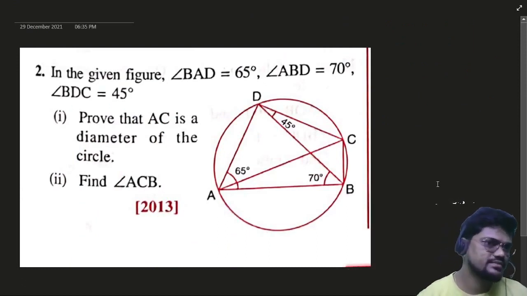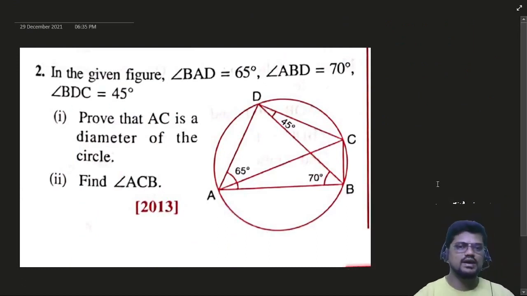Now in the given figure, angle BAD is 65. Angle BAD, okay, this angle is 65. Angle ABD is 70 degrees. This angle is 70 degrees. Angle BDC is 45. Okay, this is 45. You have to prove that AC is the diameter of the circle. First, tell me, any one of you, when we can say AC is a diameter?